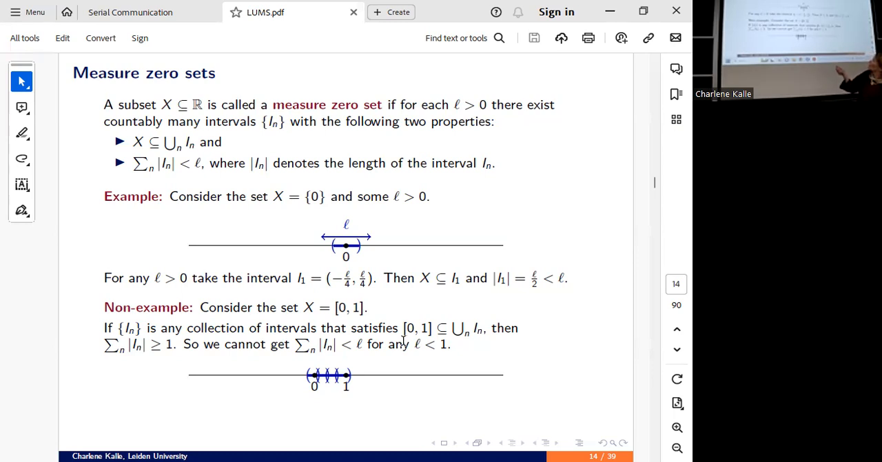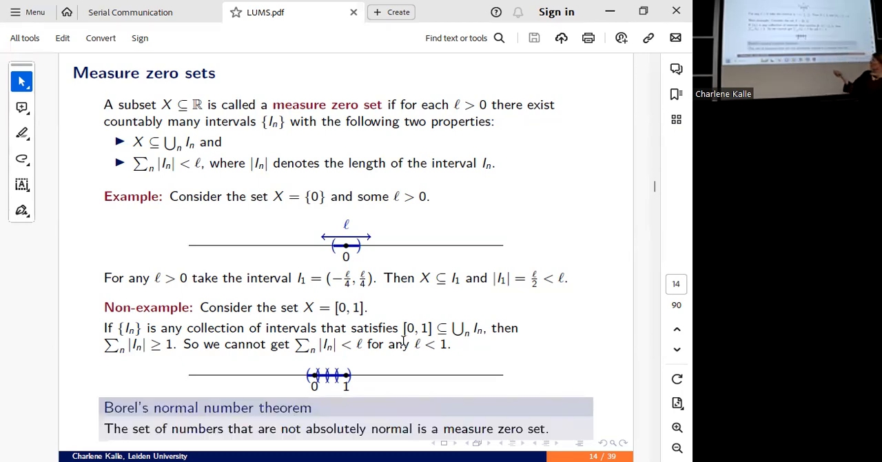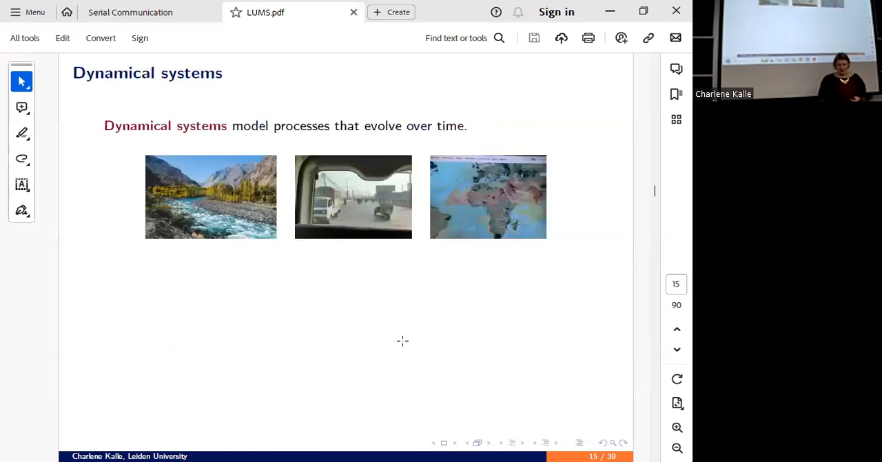Yeah, you can do a similar thing. You have to be very clever in how you choose the I_n's. So this is what a measure zero set is. Then Borel's normal number theorem says that the set of numbers that are not absolutely normal is a measure zero set. So it can still be very big. We know, for example, that all rationals are in there. So it can still be quite big, but the complement is also quite big, in the sense that the set of exceptions is just this measure zero set. Okay, so now let's go to dynamical systems.